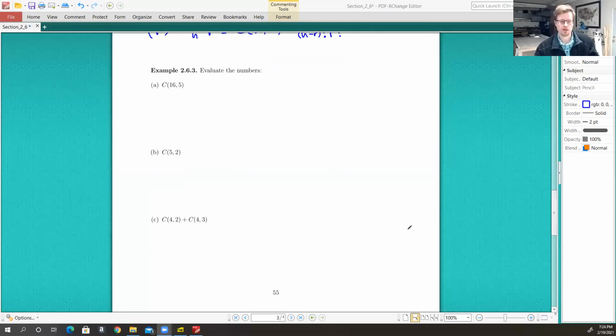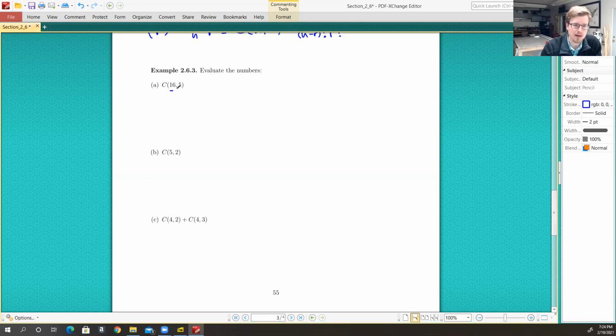We want to continue taking a look at section 2.6 on applications. And the last thing that we talked about were combinations or N choose R, that sort of thing. So let's take a look at some examples where we're just trying to compute some numbers. So let's compute the combinations of 16 choose 5, right?